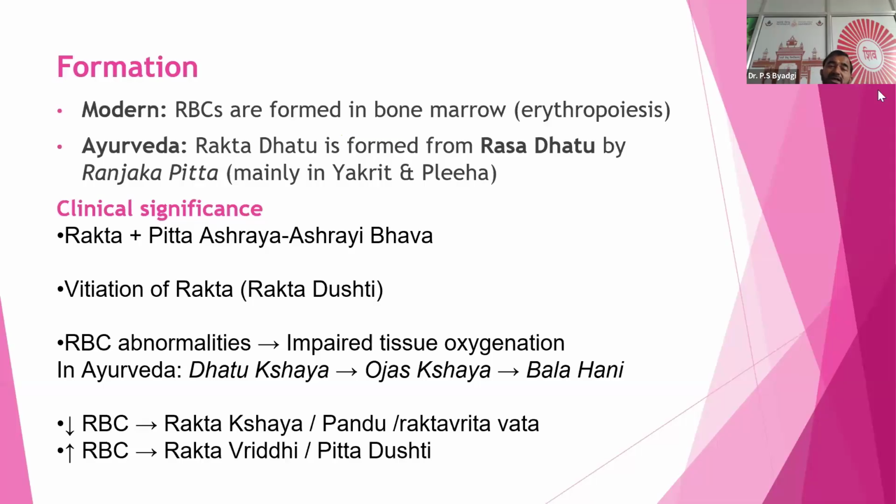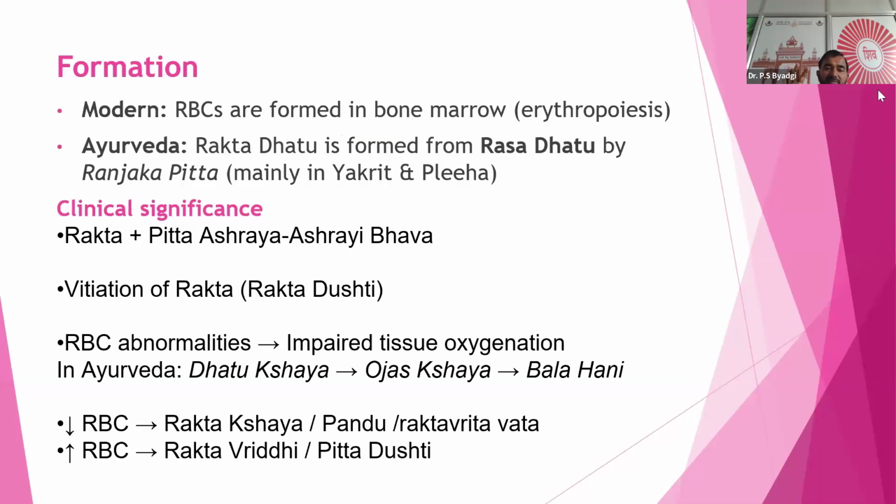So any variation of the Rakta, especially the RBC abnormalities, impaired tissue oxygenation, results in the Dhatukshaya and then the Ojakshaya, that results in the Balakshaya or the Balahani or the Vyadhikshamatva Hinata. So the decreased RBCs can be correlated with the Raktadhatukshaya, that can be correlated in case of the Panduroga, that can be compared with that of the Raktavruta Vata. But the presentation of the Raktavruta Vata can be seen in case of megaloblastic anemia features. Decreased RBCs can be seen in case of Raktavruddhi, and the Pitta Dushti Lakshanas are mimicking with that.